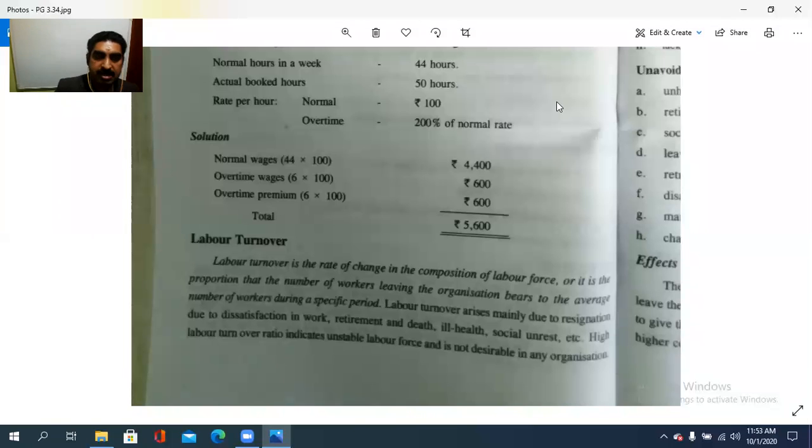Then labor turnover. What is labor turnover? It is the rate of change in the composition of the labor force, or it is the proportion that the number of workers leaving the organization bears to the average number of workers during a specific period.